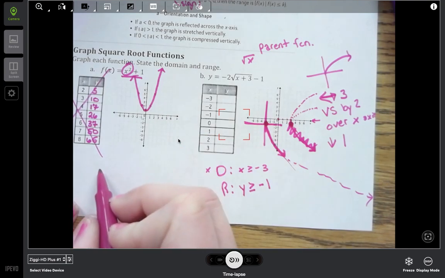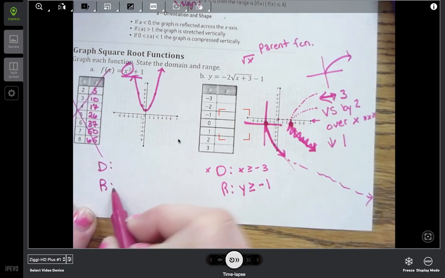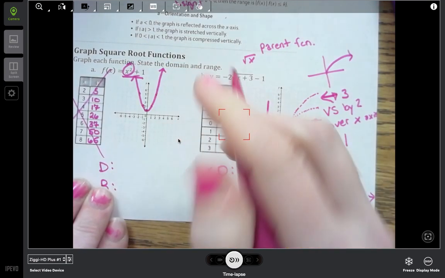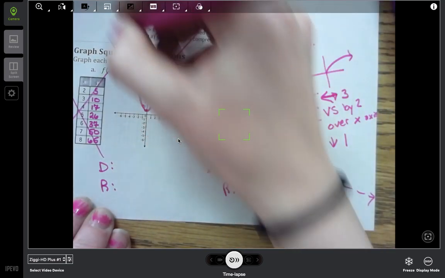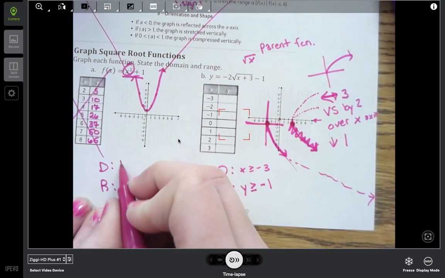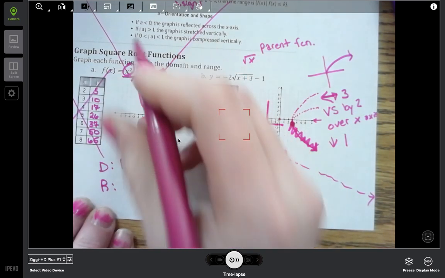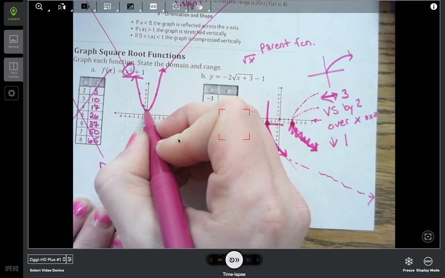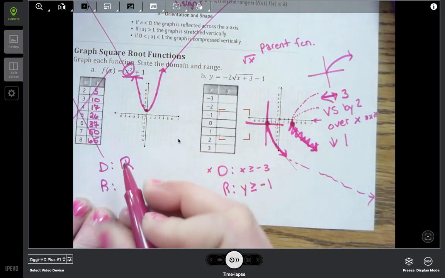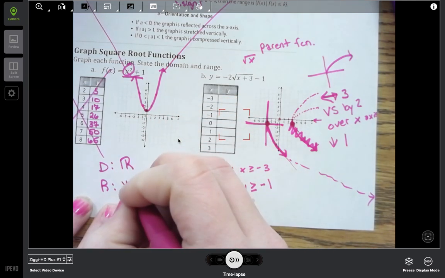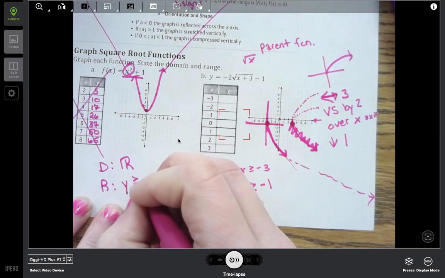Okay. Over here we've forgot domain and range. Domain is your x's going left and right, so he'll shoot off to the right and he'll shoot off to the left forever and ever. So we put all reals. The range though, up and down, he's stopping at this point and he's not going any below that. So all of my y values are greater than or equal to 1.